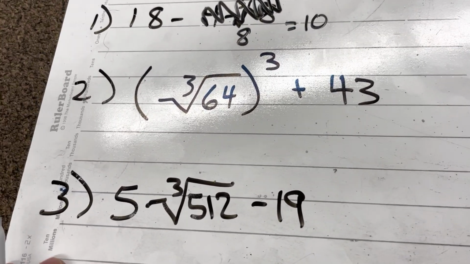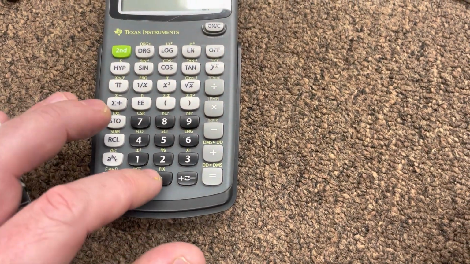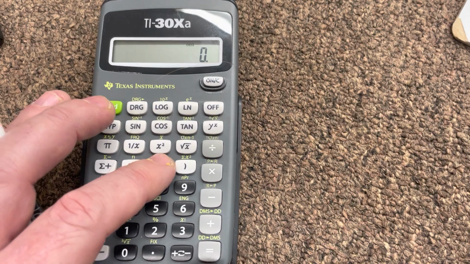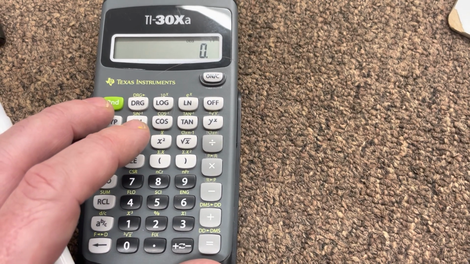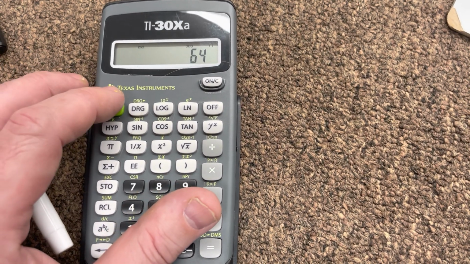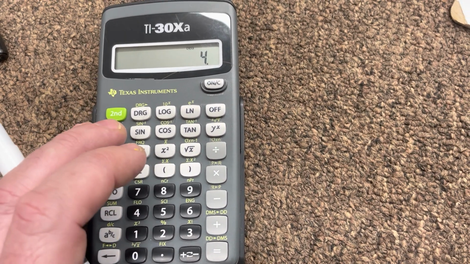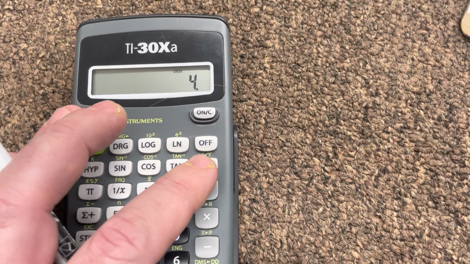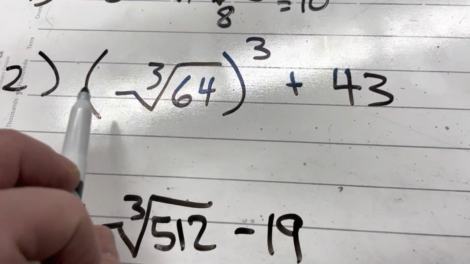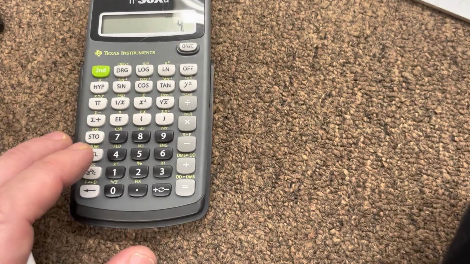Let's do a different one. The cube root of 64, to the power of 3, plus 43. So that's something interesting. Let's go open parentheses, we're going to go 64, second function, cube root. That gives me 4. Close parentheses. Then I'm going to cube that. So I opened parentheses, I cube rooted 64, close parentheses, but now I need to cube that.